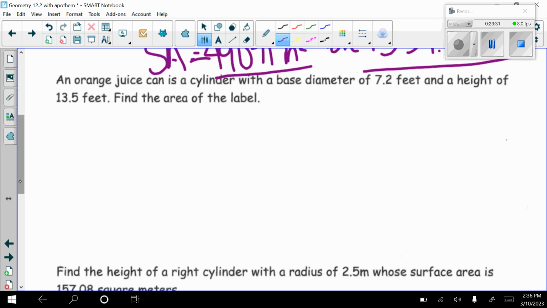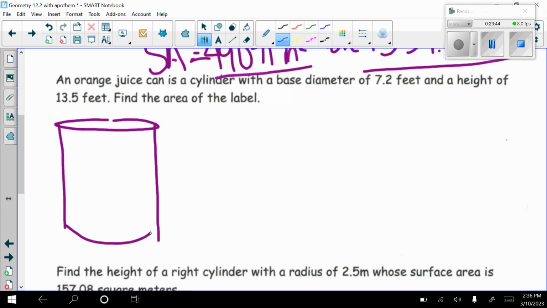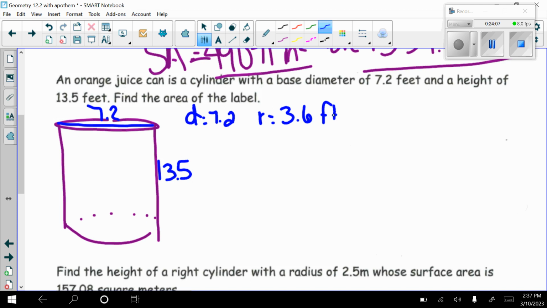All right, next one, word problems. An orange juice can is a cylinder with a base diameter of 7.2 feet and a height of 13.5 feet. Find the area of the label. So first I'm just going to draw that out. So here's my orange juice can, my cylinder. They tell me the base diameter, so all the way across is 7.2 feet. The height is 13.5 feet. This is a huge can of orange juice. So if my diameter is 7.2, I know my radius is half of that.